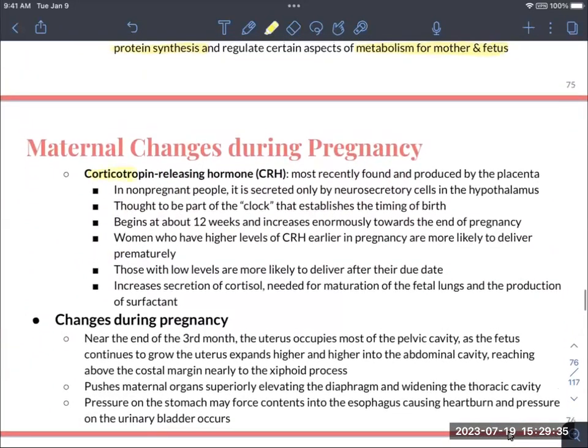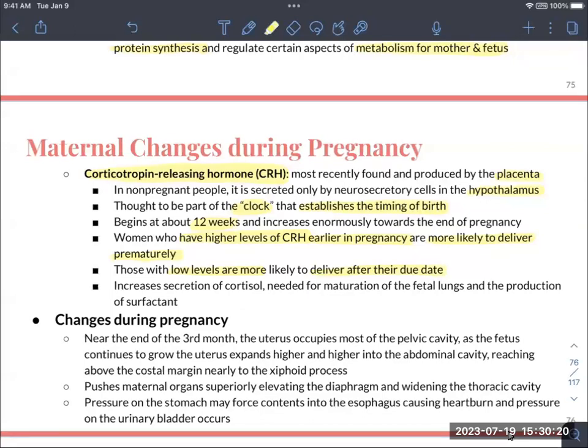There's also corticotropin releasing hormone. It's produced by the placenta. In non-pregnant people, it is secreted by the hypothalamus. It's part of the clock that is going to establish the timing of birth. It starts at 12 weeks and it increases until the end of pregnancy. So women who have higher levels of this corticotropin releasing hormone earlier in their pregnancy are more likely to deliver prematurely. Those with lower levels tend to deliver after their due date.